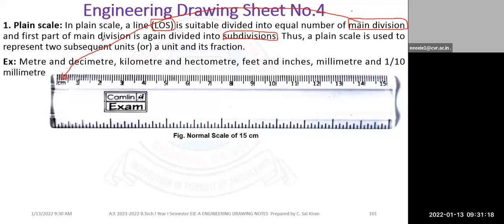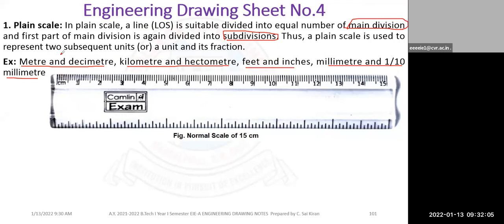So whatever scale you take, in the plane scale, you can take two consecutive units. Here in this scale we are taking centimeter and millimeter. In another scale you can take feet and inches, so the main division will be feet and your subdivision will be inches. Like that, any scale you create represents two subsequent units or a unit and its fraction. Examples are meter and decimeter, kilometer and hectometer, feet and inches, millimeter and 1/10 of millimeter. So generally any plane scale has one main division and one subdivision.